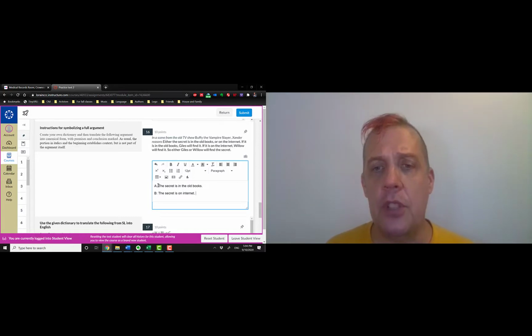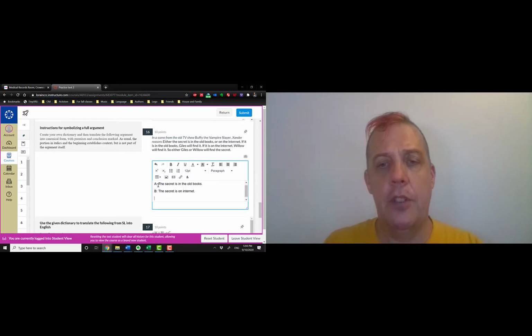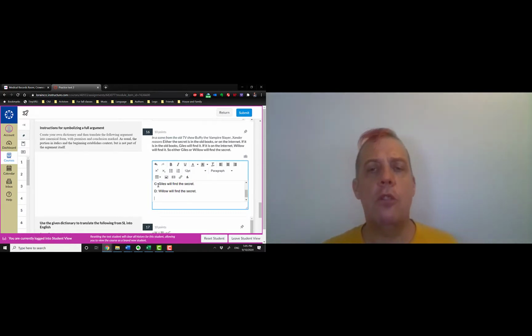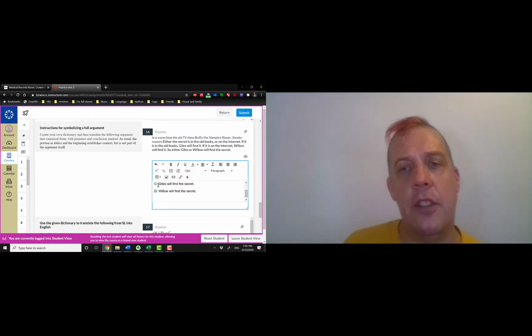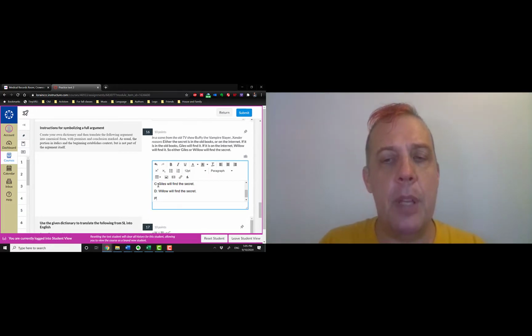If it is in the old books, that is some A again. Giles will find it. So C, Giles will find the secret. If it's on the internet, Willow will find it. D, Willow will find the secret. And then those are the 4 letters you need to understand this passage. And then you can just do it like this. P1, either the secret is in the old books or on the internet, so that is A or B.